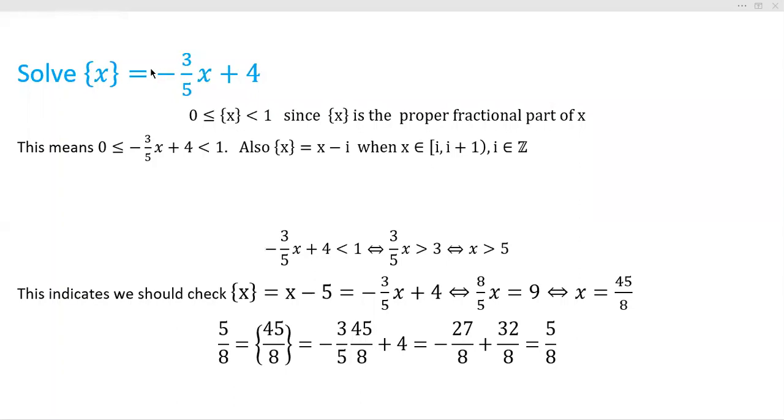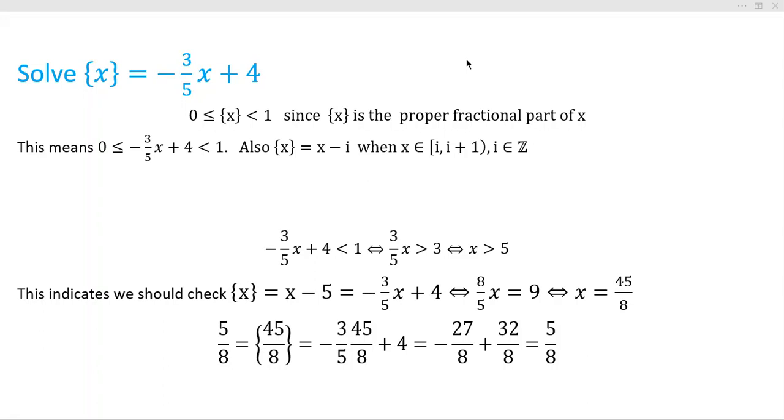A fractional equation. The curly braces mean the fractional piece. So we want to solve this equation where the fractional piece of x is equal to this linear function. This is a decreasing function here, which comes in handy. Now, the fractional piece has got to be a number trapped between 0 and 1, since it is the fractional piece. I'm going to jump right into a more operational way of looking at the fractional piece.